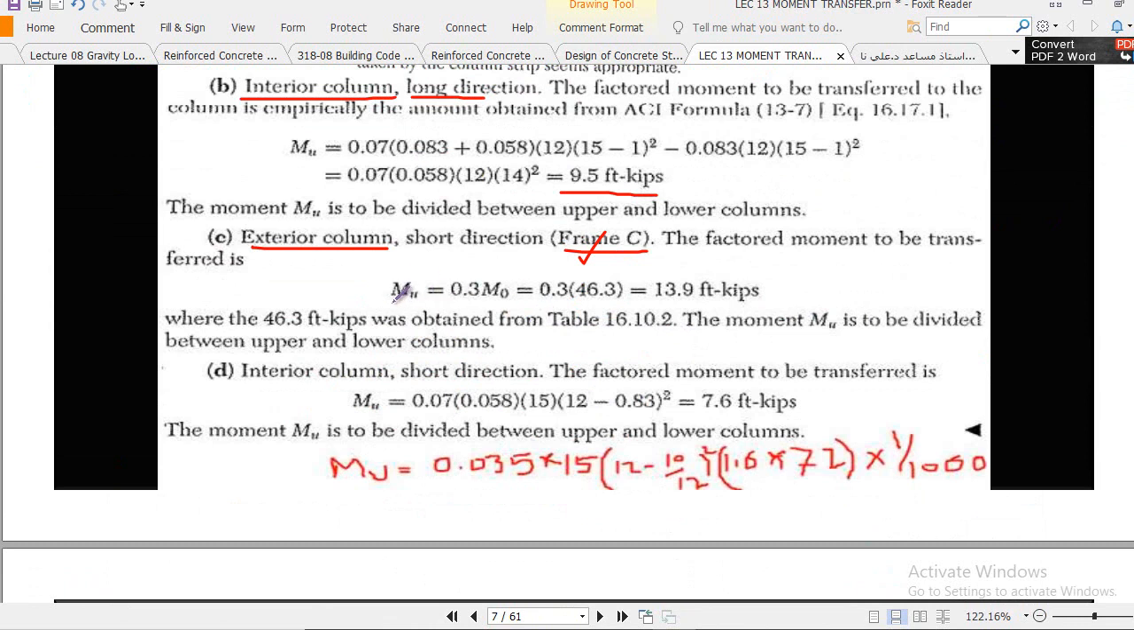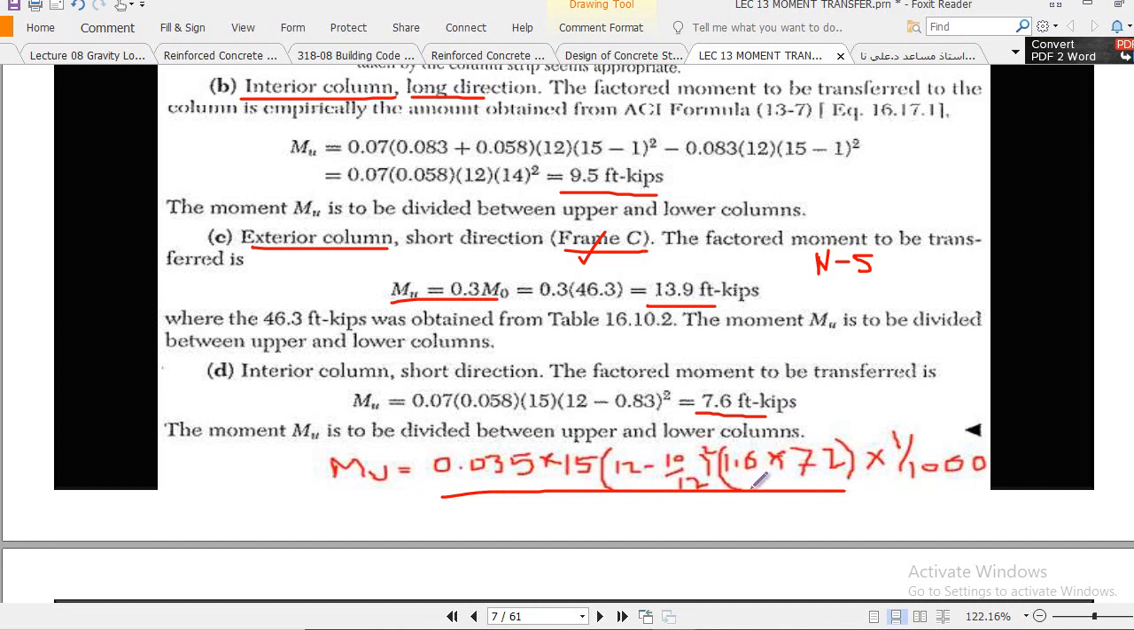Again we will use that 30%, and remember this is the north-south direction, because you have to run the analysis for the east-west direction and for the north-south direction. In that case we have 13.9 feet-kip moment, and similarly if you use the same equation, you got 7.6 feet-kips. See here I use the equation, that's the shortcut one.